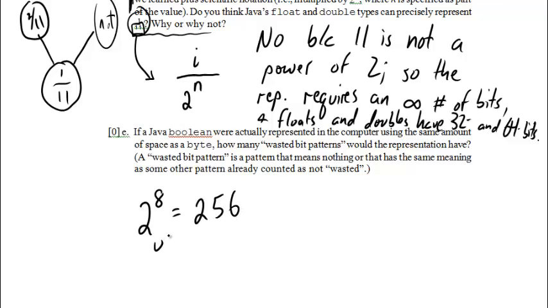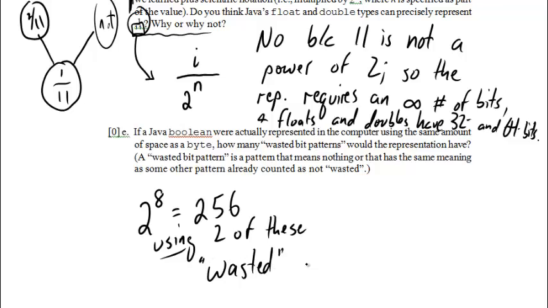We're using 2 of these. Everything else is either unused or it's a repeat. So wasted patterns, if you want to think of them that way, are 256 minus 2, which is 254.